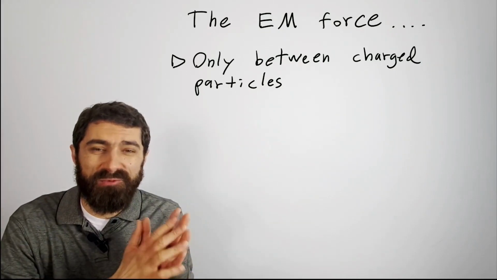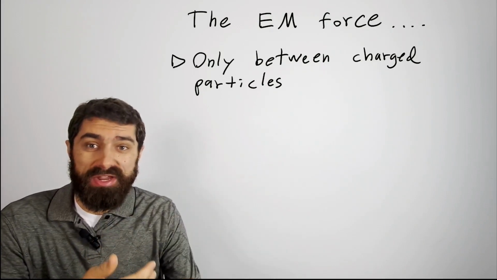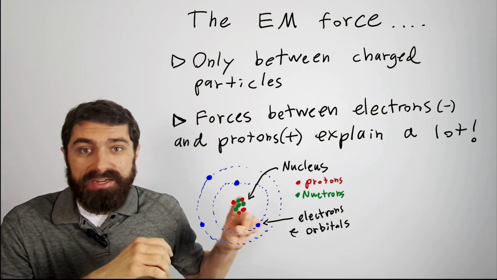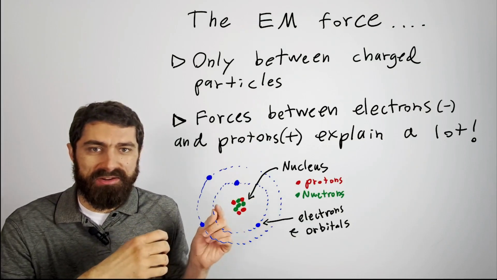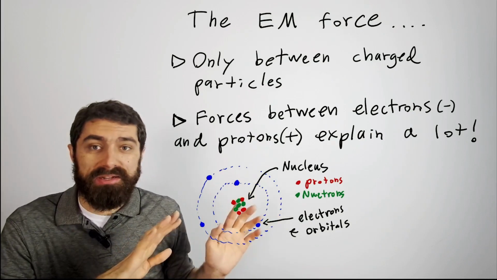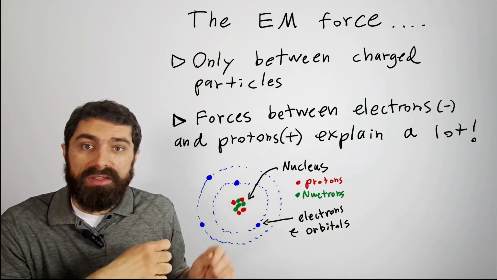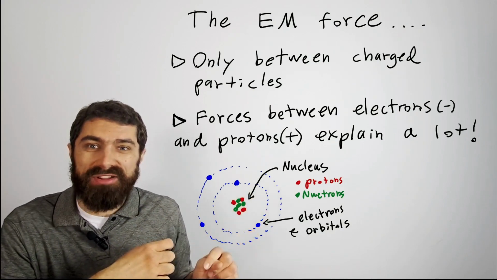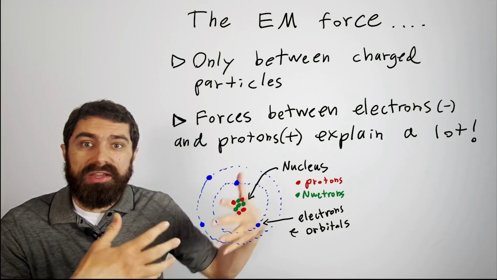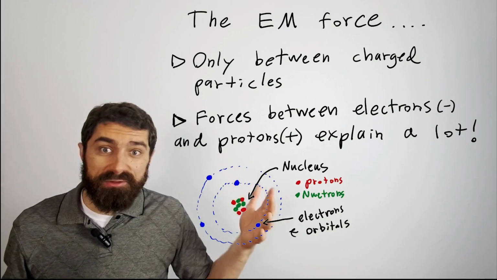One of the things that I think is really cool about the electromagnetic force is that it is everywhere and it explains a lot. For example, take the atom here. We've got a nucleus with neutrons and positively charged protons, and then we have electrons here orbiting. And there is an electromagnetic force of attraction between the electrons and the protons. And so much of chemistry is the result of the electromagnetic force interacting between charged particles. It is literally everywhere.